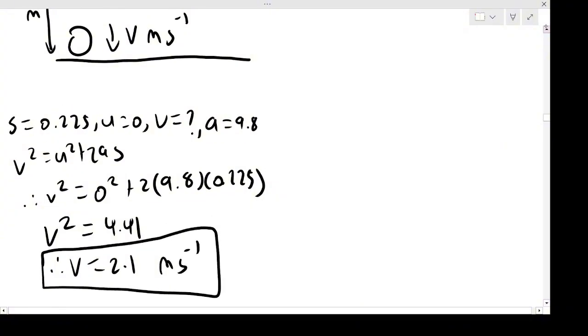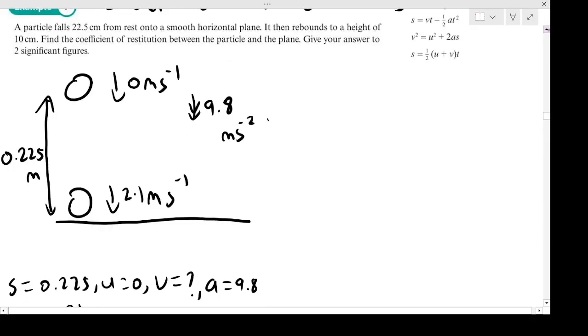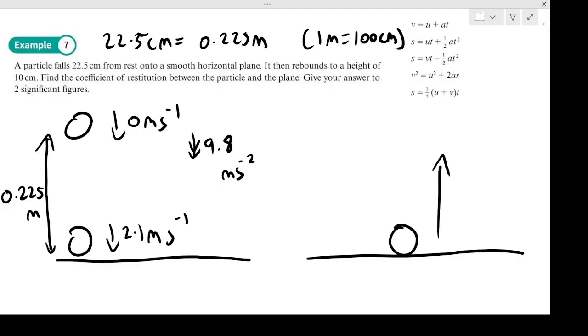So there we are. I can add that on to my diagram if you want. So 2.1 here. Now, obviously, again, it's going to rebound. So now it's going to be this situation where the particle's going to bounce upwards. And then eventually it's not going to go up any higher, and so it's going to reach a speed of 0.